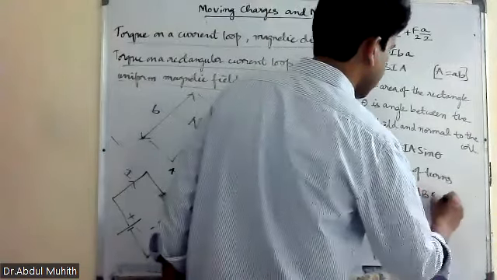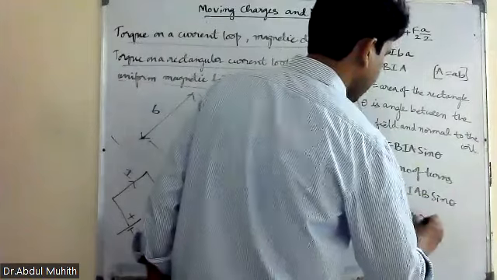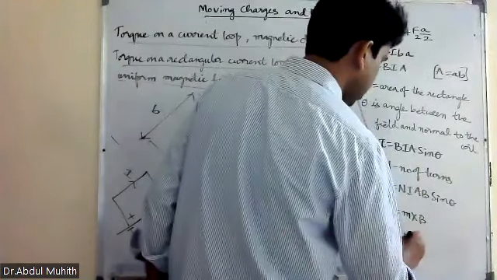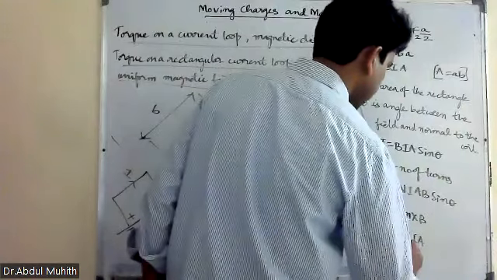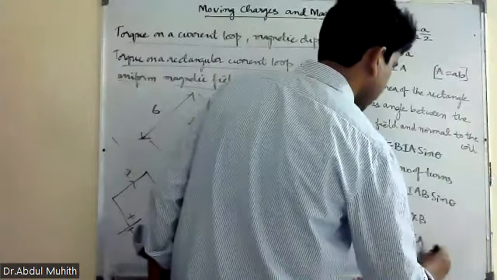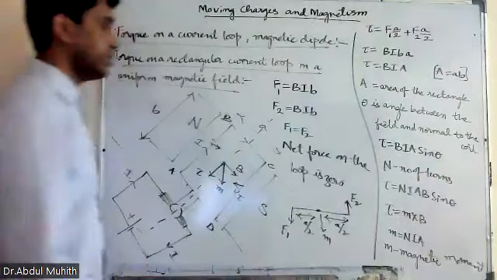N I A B sin theta. So we can write here M cross B. What is M? M is equal to N I A. M is the magnetic moment. M is said to be the magnetic moment.